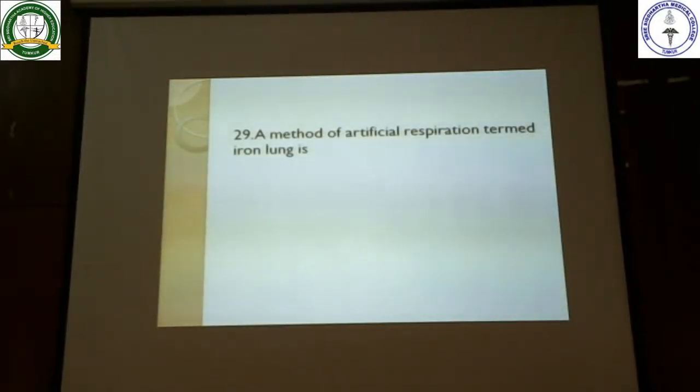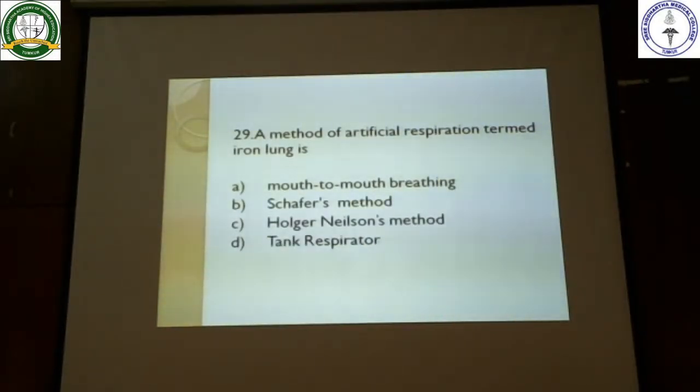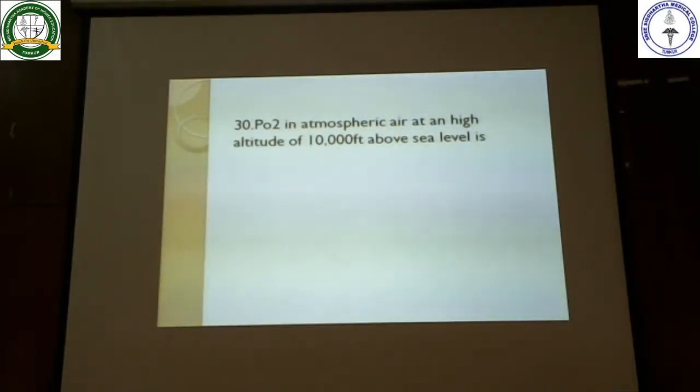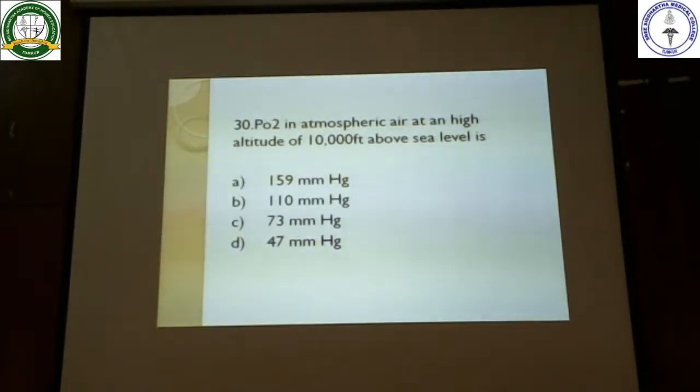Next question: the method of artificial respiration termed iron lung is mouth to mouth breathing, Schafer's method, Eve's method, or tank respirator. It is the tank respirator. The partial pressure of oxygen in atmospheric air at a high altitude of 10,000 feet above sea level is 159 mm of Hg, 110 mm of Hg, 73, or 47 mm of Hg. The answer is 110. At sea level, the partial pressure of oxygen is 159 mm of Hg, whereas at 10,000 feet it will be 110 mm of Hg.